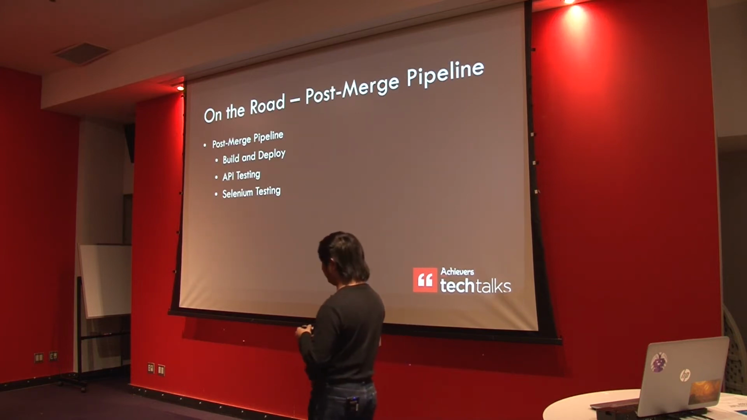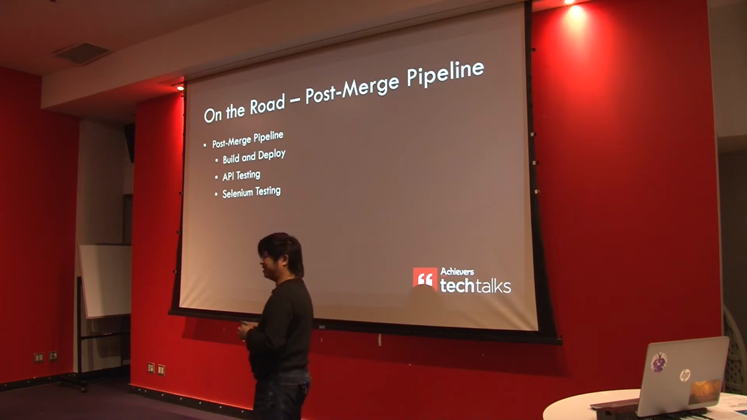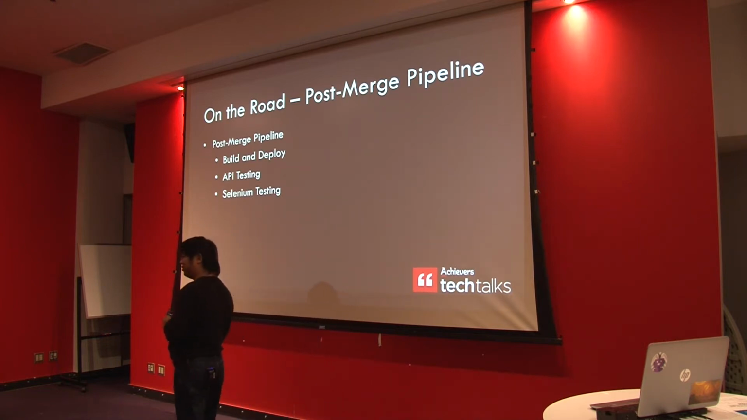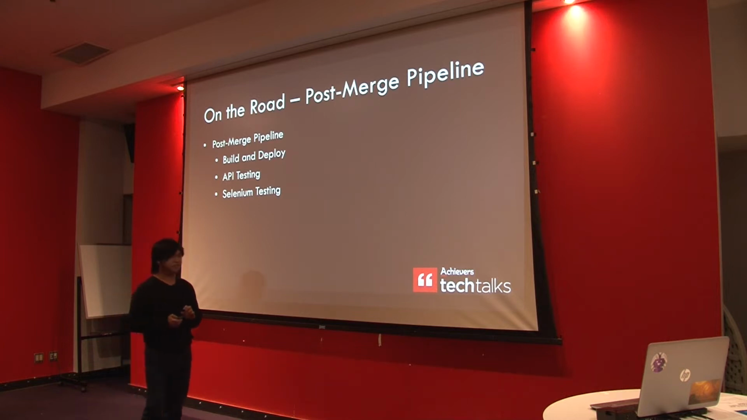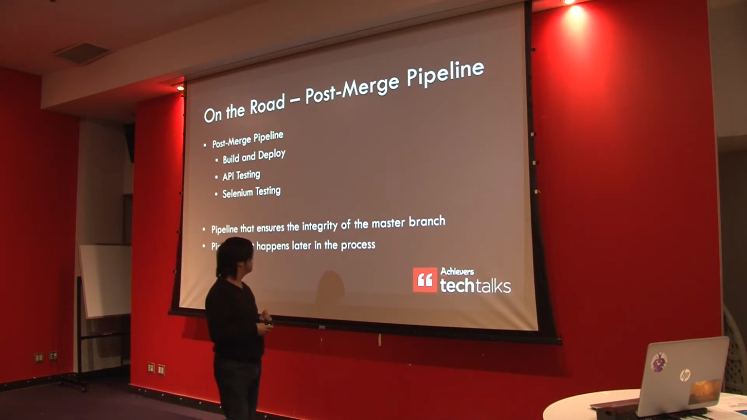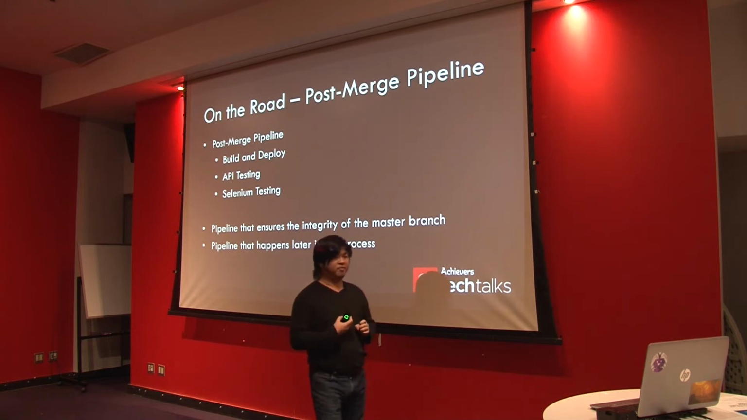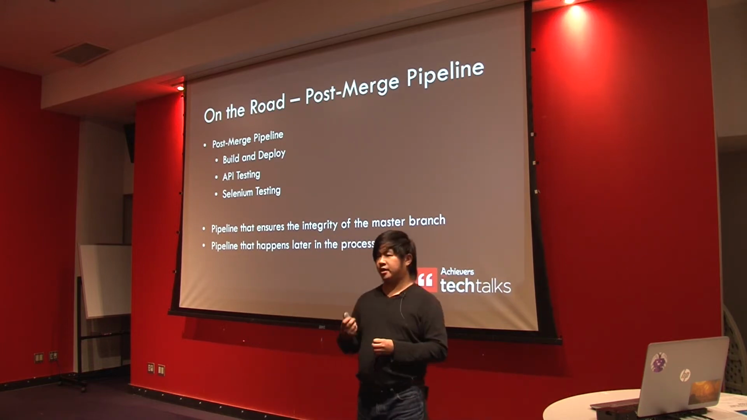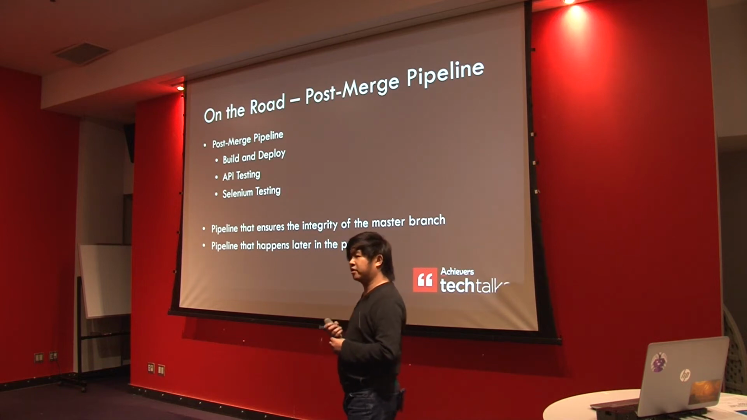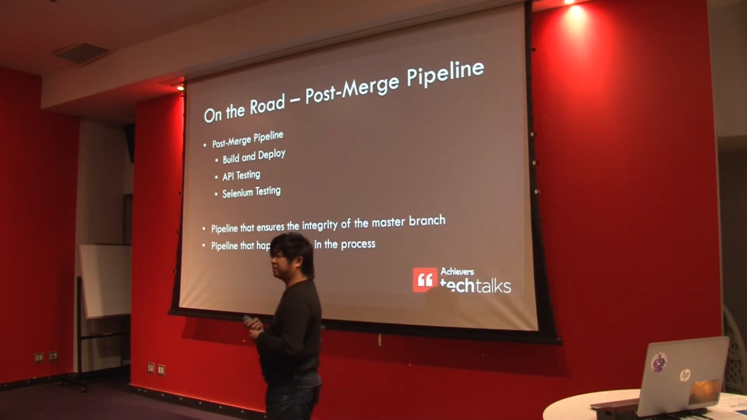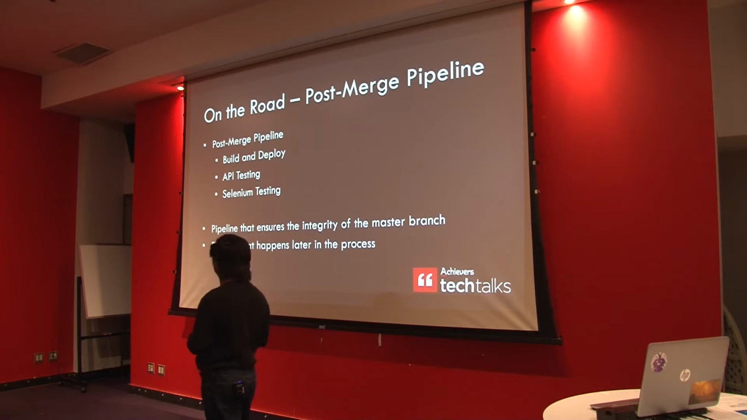So what's the second pipeline that we have? It's the one that takes the application and puts it onto a server. So we do build and deploy, we test our external API testing, and we also test our Selenium on this pipeline as well. The goal of this pipeline is to ensure the integrity of the master branch. This pipeline detects errors. It determines whether or not that version of the master branch that's being tested is going to be turned into a release candidate.